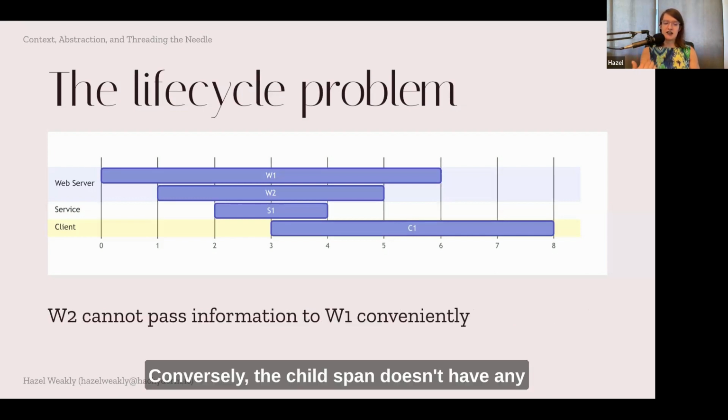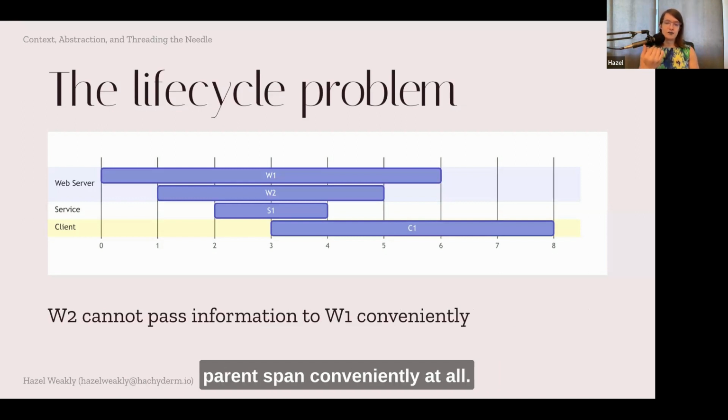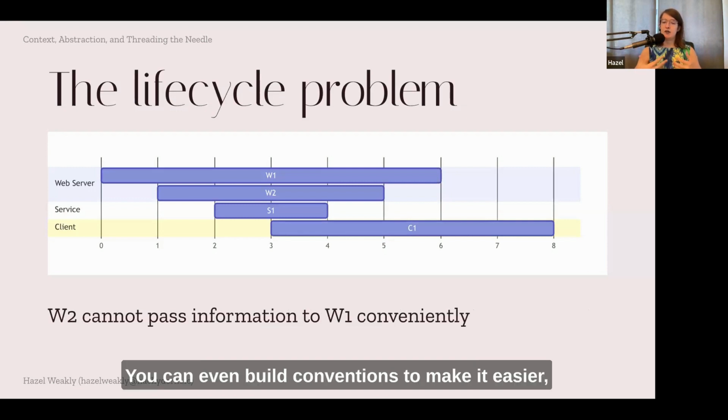Conversely, the child span doesn't have any good way to send information to the parent span conveniently at all. It's possible if you know how to do it. It's possible if you know how to build workarounds with that. You can even build conventions to make it easier, but it's not actually convenient in any way.